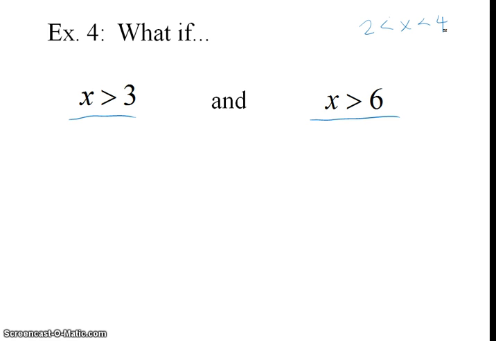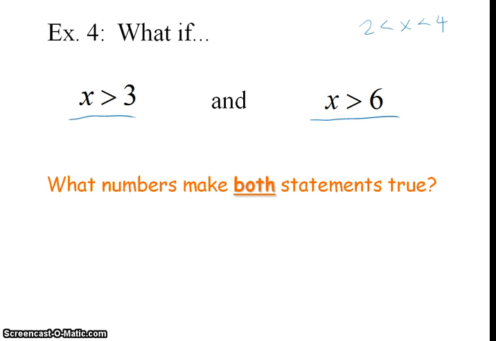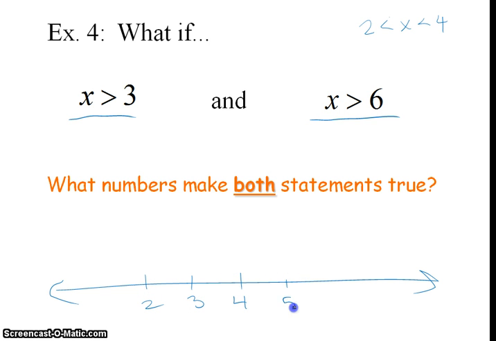So the way I like to look at this is I sometimes like to draw myself a little bit of a helper graph, okay? And I have to think about what numbers make both statements true, because remember, with and, it has to be the overlap. It has to be true in both scenarios. So if I make myself a number line here, and I can put 2, 3, 4, 5, and 6. And let me start with this one, x is greater than 3. Let me go ahead and do that in green, okay?